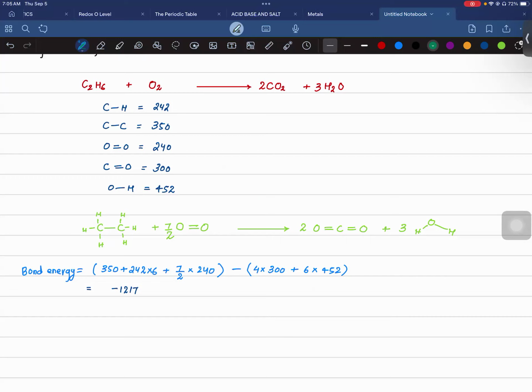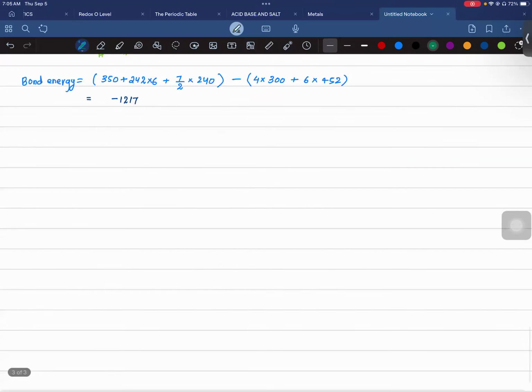If you get a positive overall answer, you can tell that the reaction is endothermic. And if you get a negative overall answer, I can say that the reaction is exothermic. Okay, so this was all about bond energy.